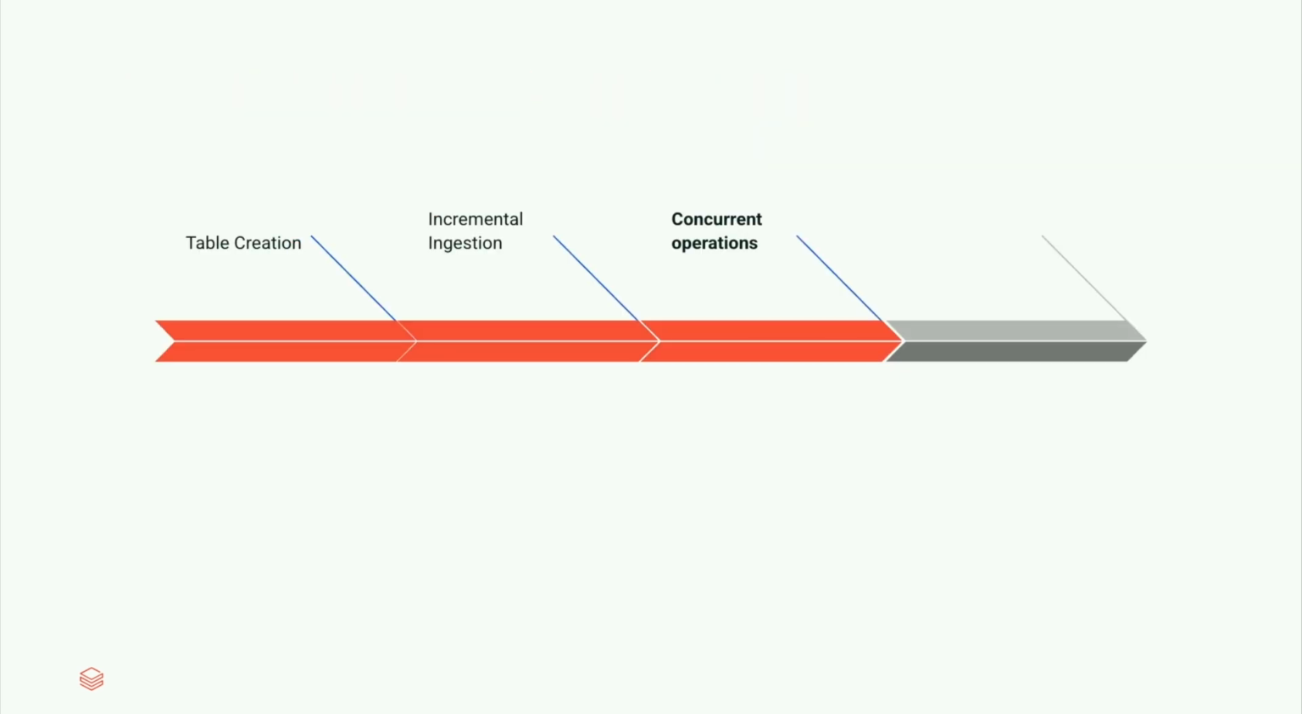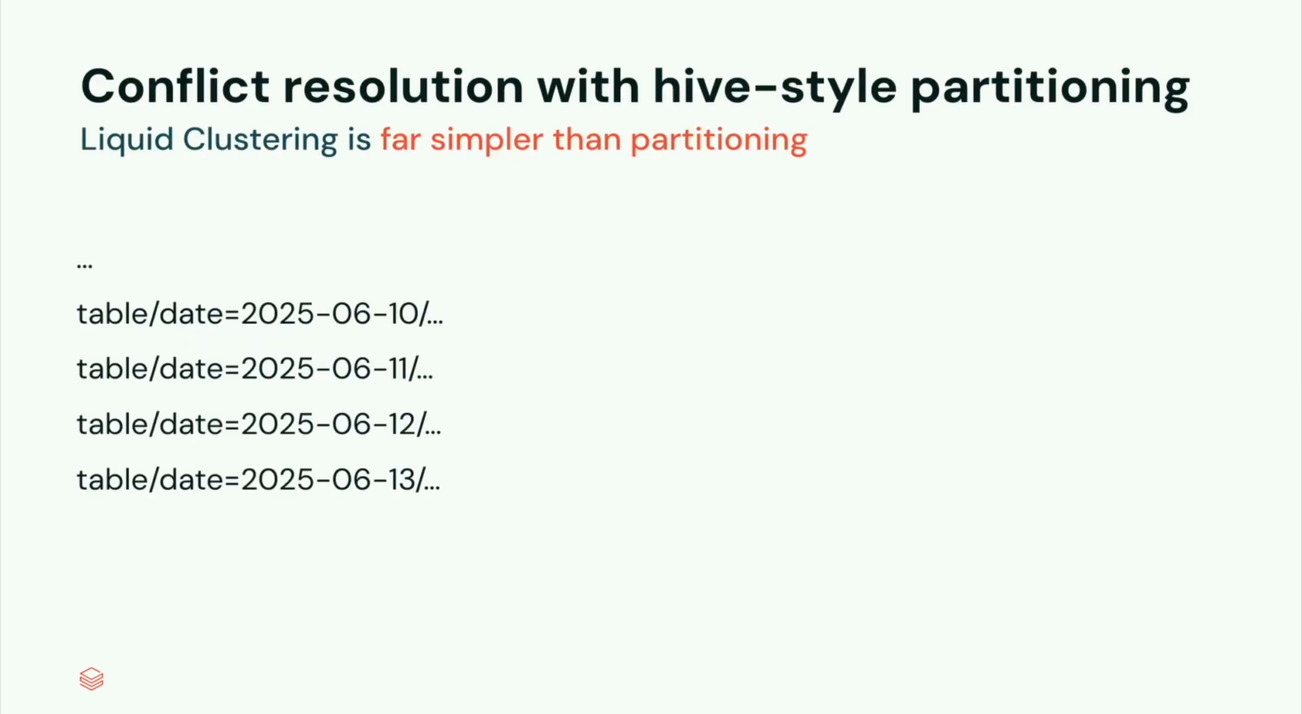So we spoke about ingestion so far, but as you know, applications get more complex. You may have started with just a single producer of data, but as your application evolves, you might have multiple producers, and you might be wondering, hey, how do I deal with concurrency? So with partitioning, concurrency is based on the partition boundaries. So let's see how that works.